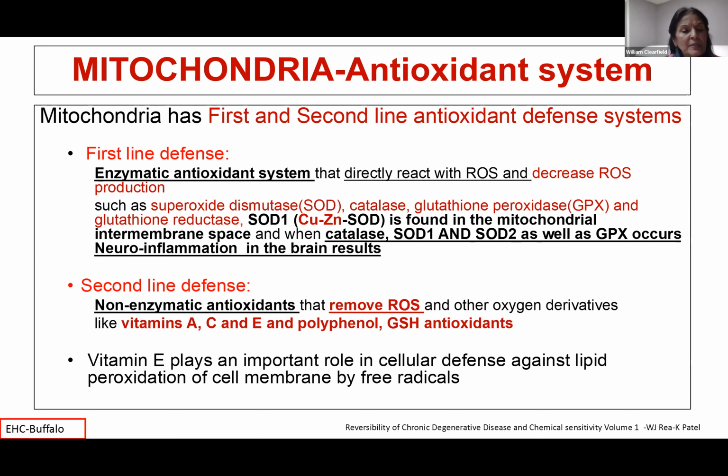The second line defense is the non-enzymatic antioxidant system, which removes ROS and other oxygen derivatives. The important nutrients are vitamins A, C, E, polyphenols, glutathione, and other antioxidants. Vitamin E plays an important role in cellular defense against lipid peroxidation of the cell membrane by free radicals.